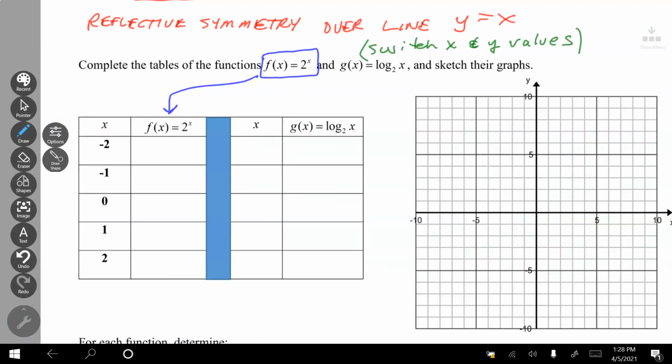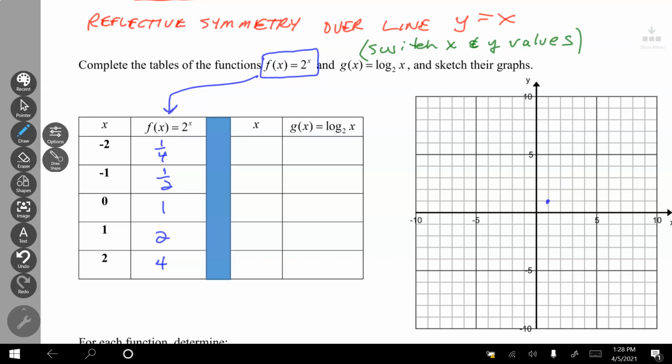First, we're going to do the exponential function 2 raised to the x. I'm going to plug in these numbers. I don't care which order you go in. I could start here. 2 squared is 4. 2 to the first is 2. 2 to the 0 is 1. 2 to the negative 1 is 1 over 2. And 2 to the negative 2 is 1/4. I'm going to plot all these.